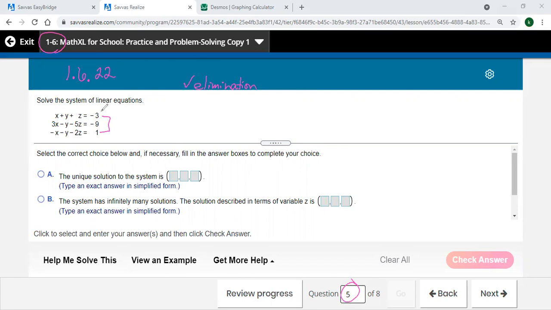If I'm doing this for myself, I just look at them. So this x and this negative x would cancel when you add them together. This y and negative y, same thing. So then I'm going to end up with the z, negative 2z added together is negative z, and negative 3 and 1 is negative 2. And so if negative z is negative 2, positive z is positive 2, or multiply both sides by negative 1, however you like to think of that.